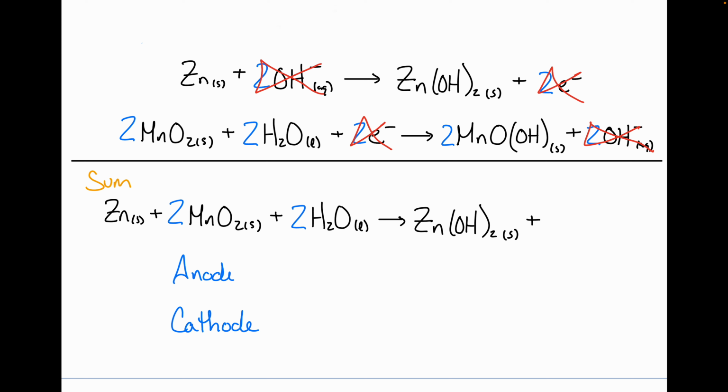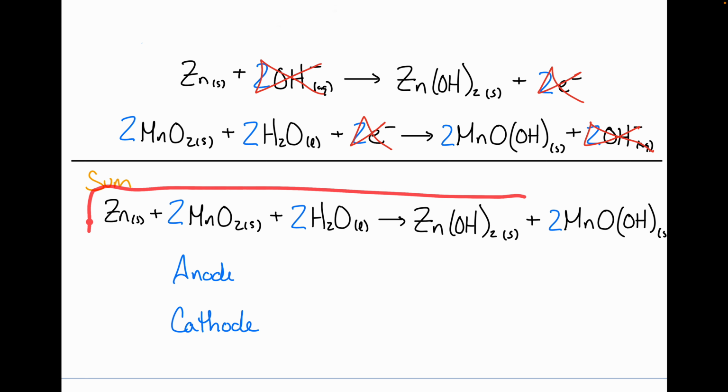All right, so importantly, when we sum this up, we're going to see that both our electrons cancel out, which is great, but also those hydroxide ions cancel out. So what we're left with is this overall balanced chemical equation.